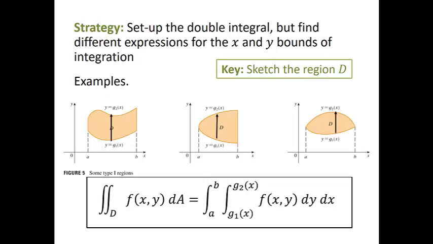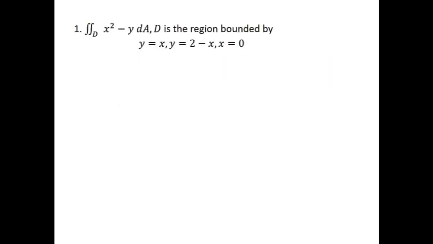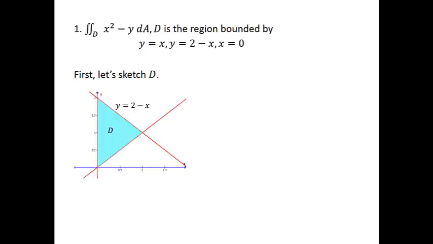Let's do an example. Let's compute the double integral over D of x squared minus y, where D is the region bounded by the curves y equals x, y equals 2 minus x, and x equals 0. Alright, so first we want to sketch the region D. And here it is. Notice we have the lines y equals 2 minus x, y equals x, and of course x equals 0 is just our y-axis.